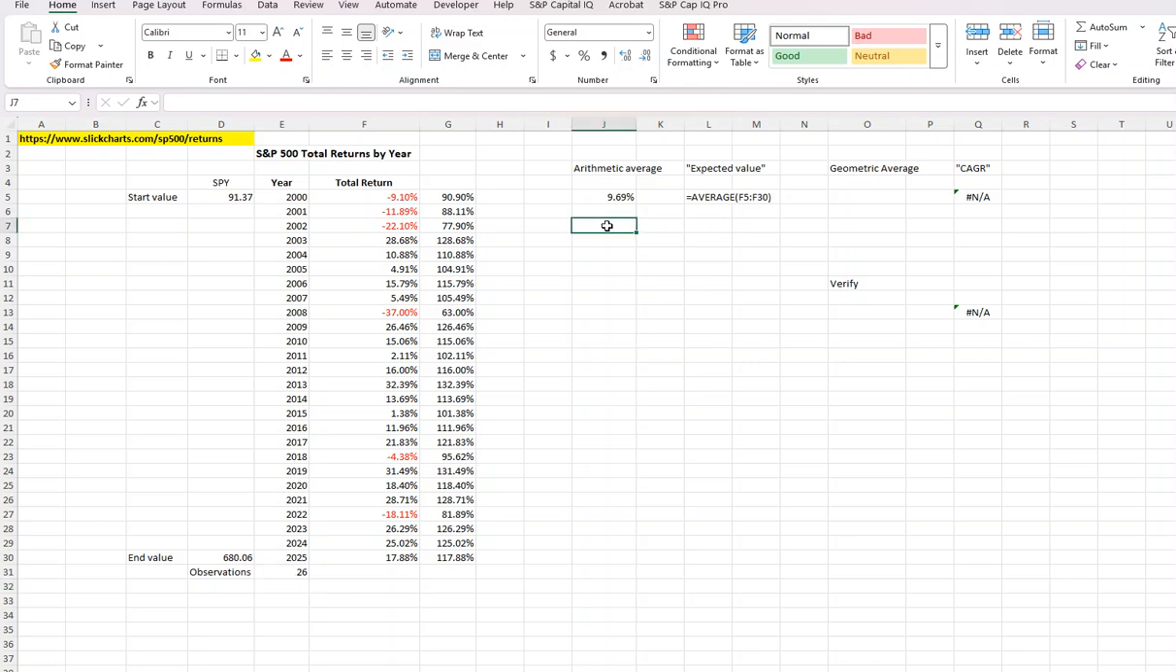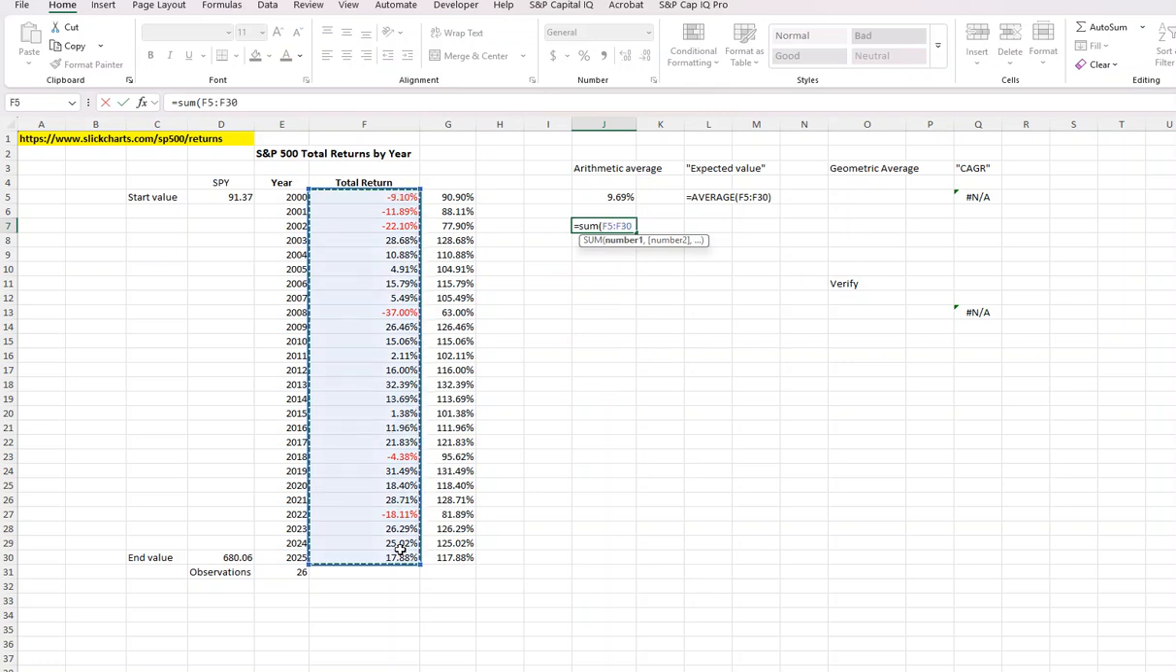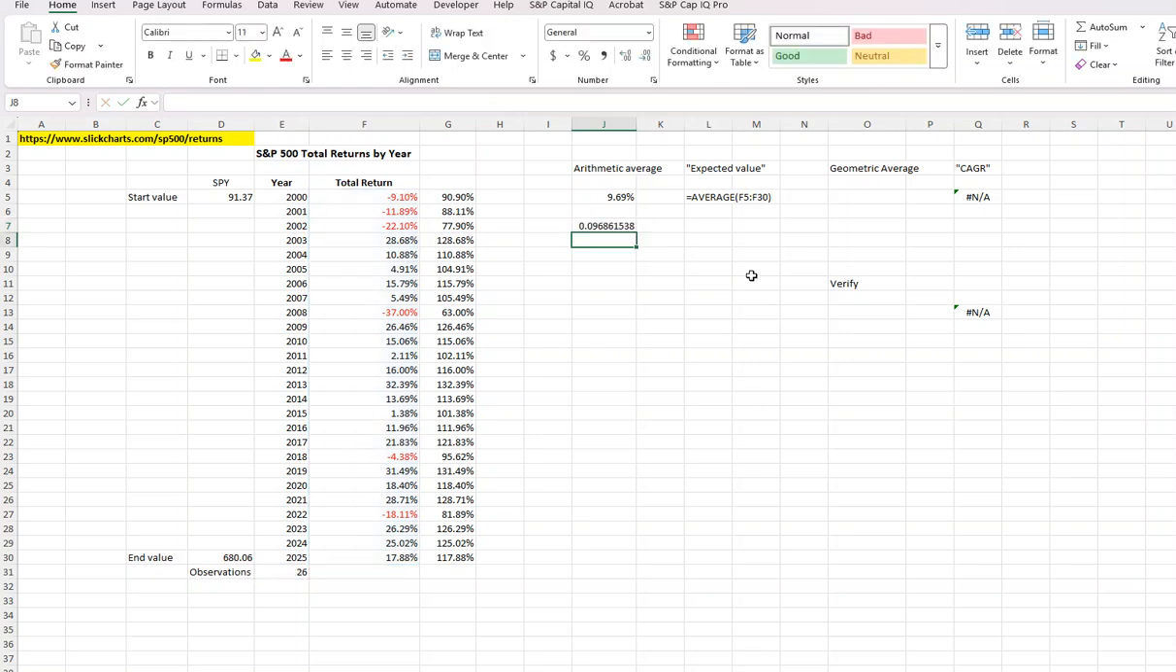So another way that we could do this, as we can see, is equal to sum of all of these values, and then just simply divide by the number of observations in the data set. We can change this to a percentage for comparable form. So how would you interpret this 9.69?